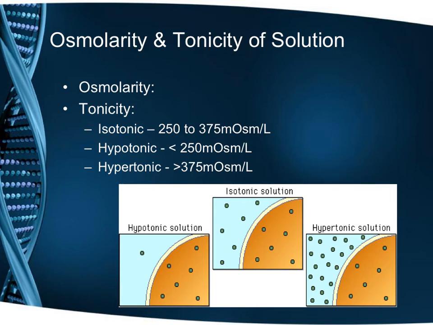In the pictures on this slide, the blue area refers to the solution, and the brown area is depicting the cell. As you can see in the first picture, the hypotonic solution has less solute or molecules dissolved in it than does the cell. In the second picture, the concentration of molecules dissolved in the solution is equal to that of the cell. In the third picture, there are many more molecules dissolved in the solution than what we see in the cell. So this is a hypertonic solution. On the next few slides, we will be looking at each of these types of solutions in more detail.